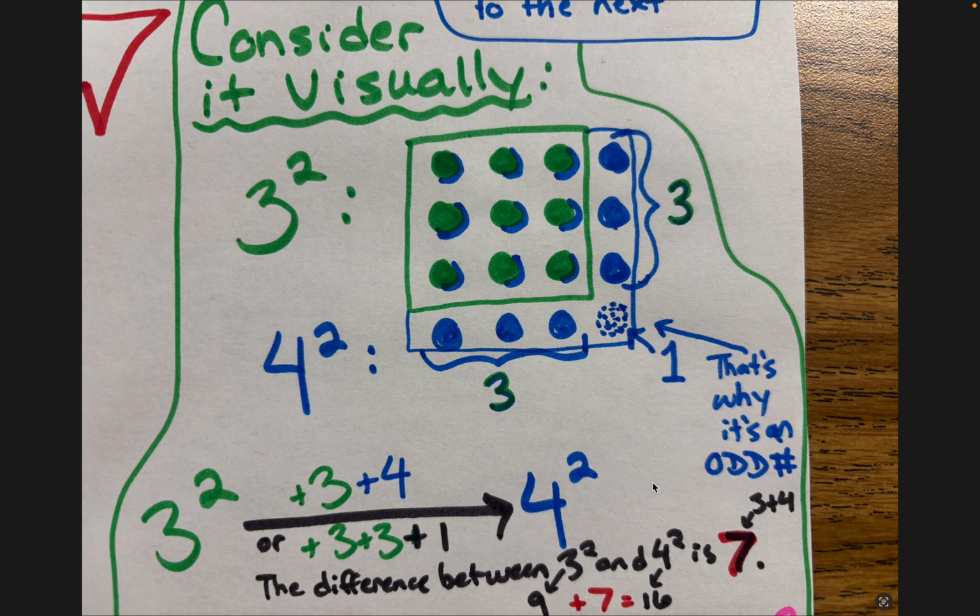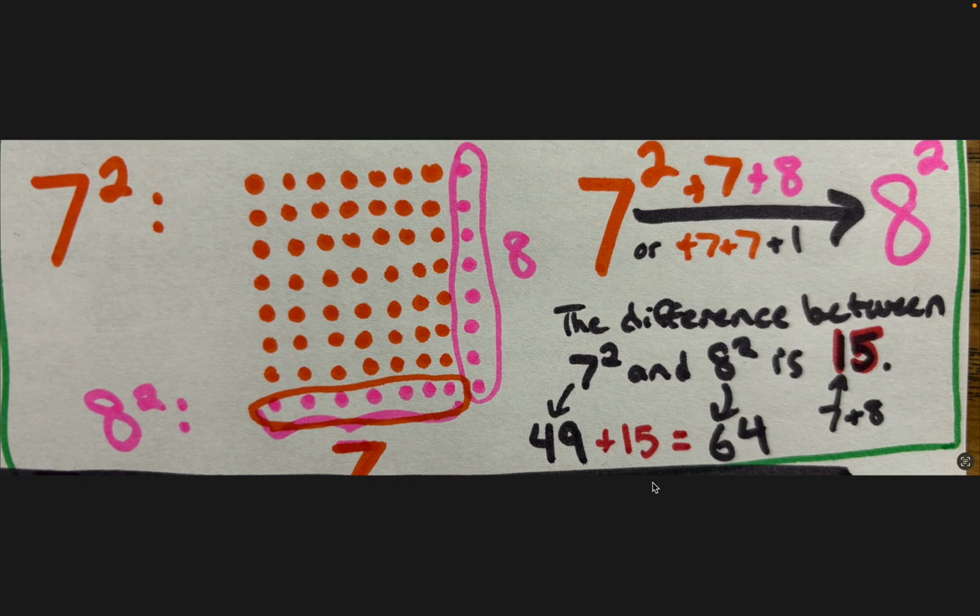Let's look at one more example. Let's look at the difference between 7 squared, which is here in orange. That's a whole lot of dots. That's 49 dots there. And in order to grow from 7 squared up to 8 squared, I need to put 7 more dots on the bottom to increase that 8th row there. And then I need to put 8 more dots on the right to make an 8th column. So now we're 8 by 8 total.